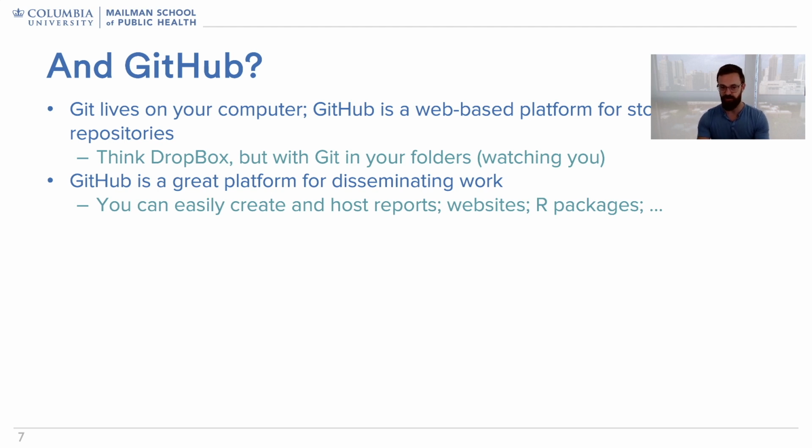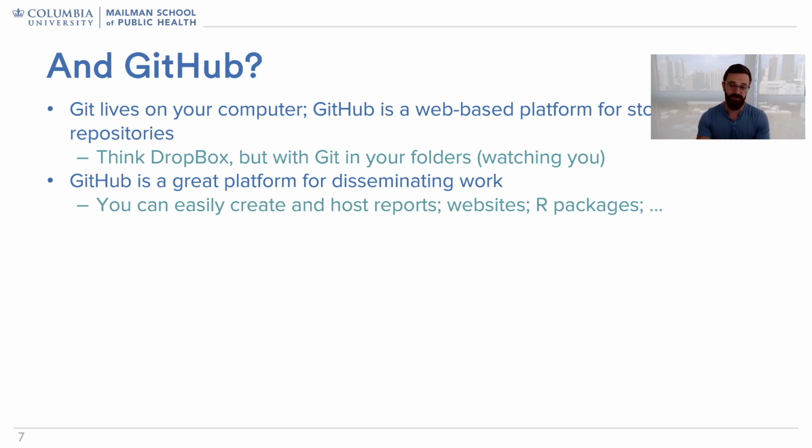You can access them through the web. You can also access them by pulling changes, by getting changes from GitHub onto your machine. And so again, I think the best analogy here is that GitHub is sort of like Dropbox. It's the part that keeps track of what you're doing and transmits it back and forth to the web.